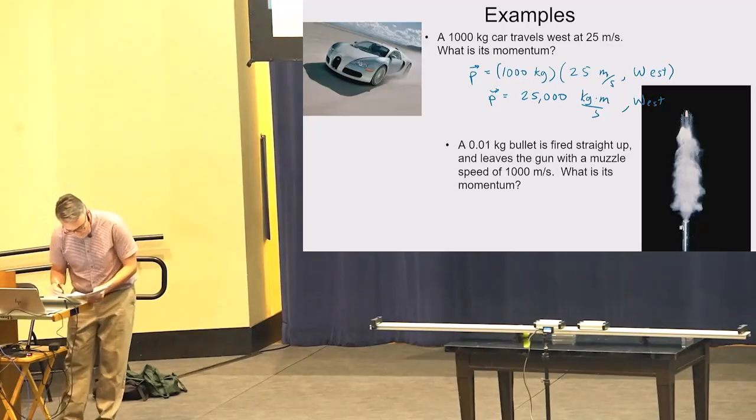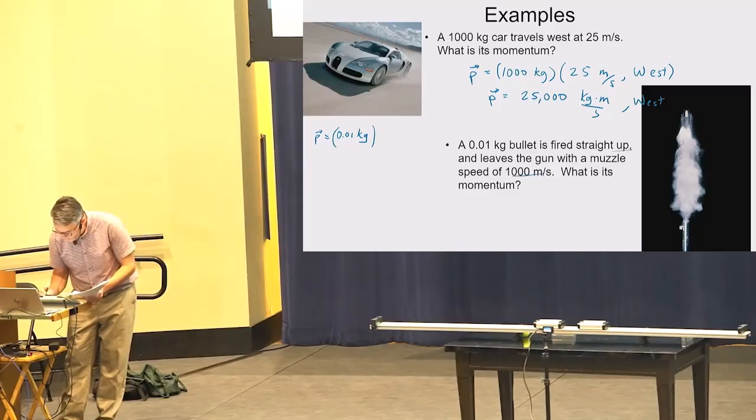What about a bullet? Here, P is equal to the mass of the bullet, 0.01 kilograms, times its velocity, which is fired straight up at 1,000 meters per second, so that's 1,000 meters per second, up. So I would say that the momentum of this bullet is 10 kilogram meters per second, a lot less than a car, actually. I always think of cars as being a pretty effective murder weapon.